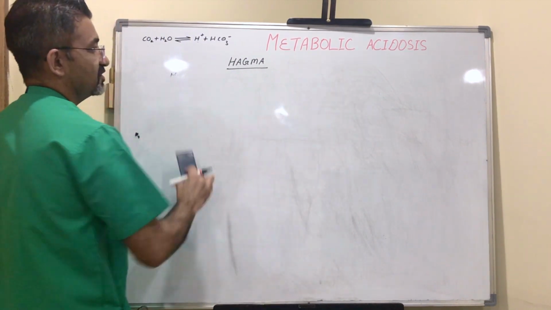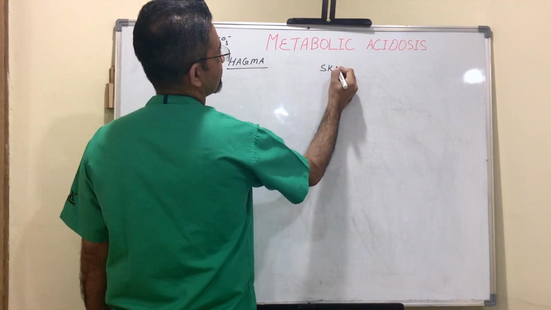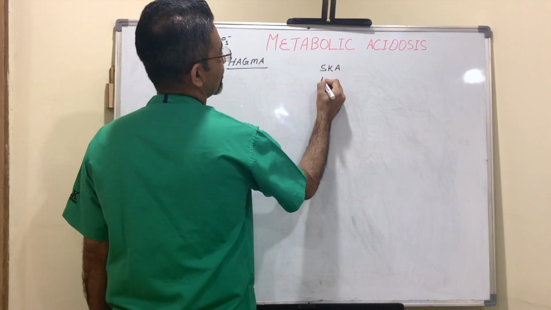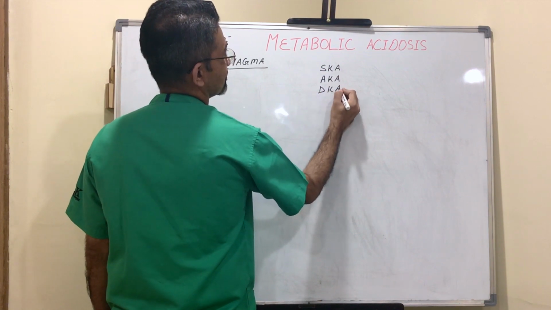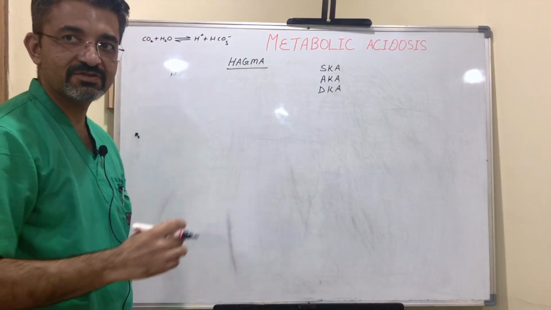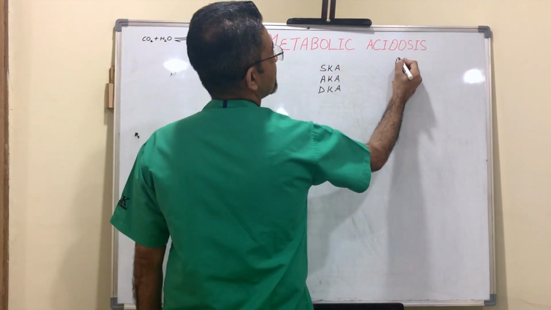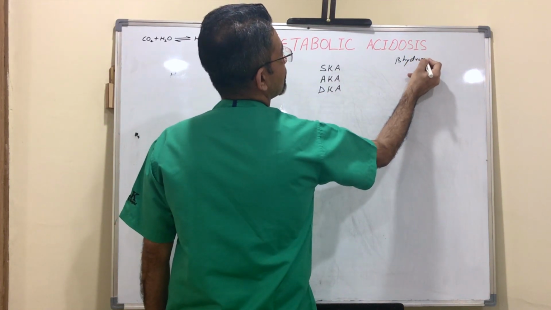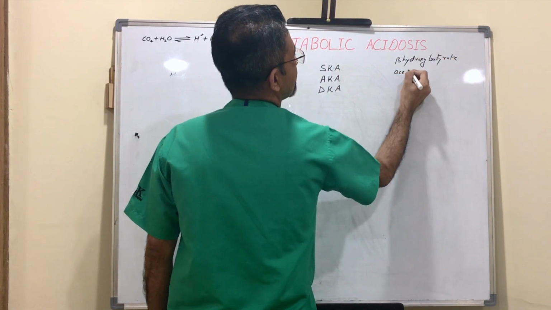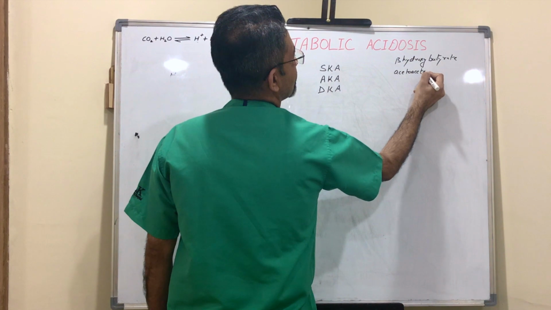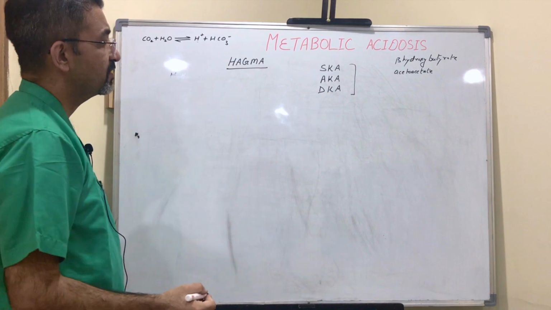When we talk of ketoacidosis, we are not just talking about diabetic ketoacidosis, we are also talking of starvation ketoacidosis, alcohol related ketoacidosis, and finally diabetic ketoacidosis. So what is ketoacidosis? It is acidosis in blood with presence of ketone bodies, that is beta hydroxybutyrate and acetoacetate. Both these ketone bodies are present in all three types of ketoacidosis, right?